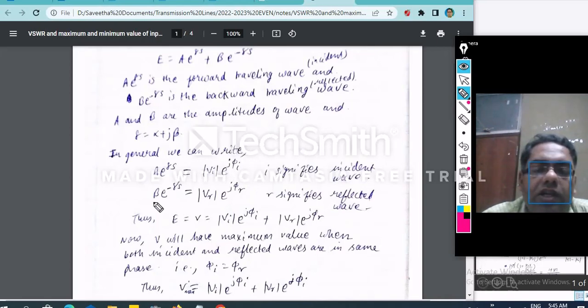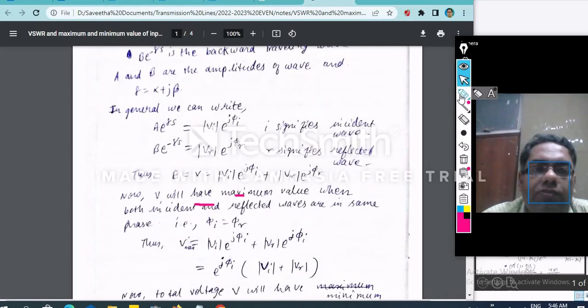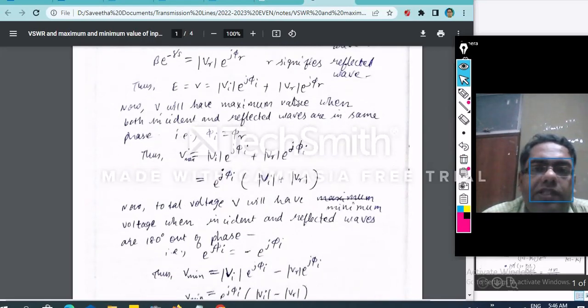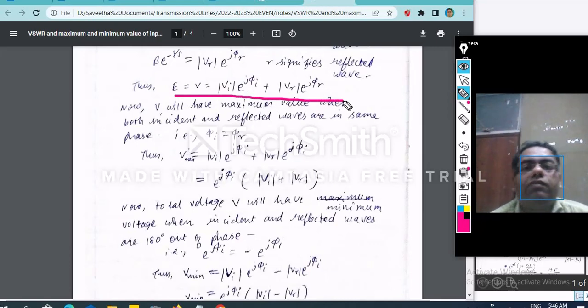Similarly, the second term B e to the power minus gamma S is the reflected term, so we write mod Vr. This is the magnitude part and this is the phase part. In general, we can write it like this. Thus, the total voltage can be written in this form. Now this is the general expression of the voltage that we have got.